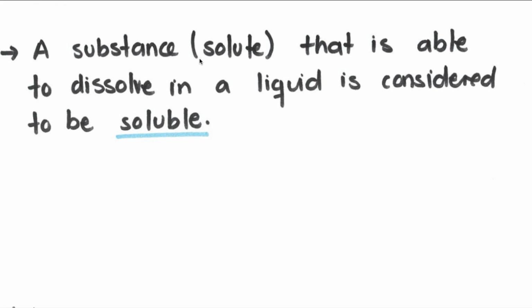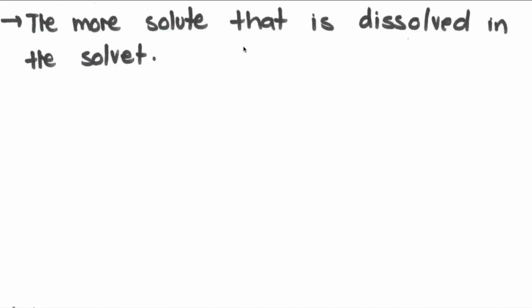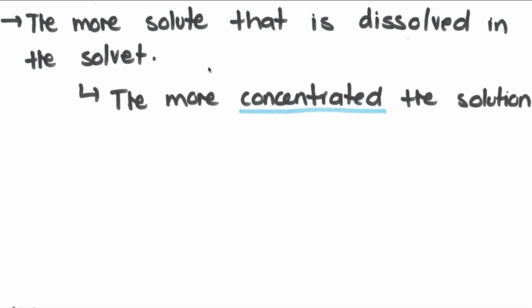A substance, or the solute, that is able to dissolve in a liquid is considered to be soluble. So soluble means that it's able to dissolve in a liquid. Salt is soluble because we know that it dissolves in water. If a substance is not able to dissolve in a liquid, then it's called insoluble. The more solute that is dissolved in the solvent, the more concentrated the solution, okay?